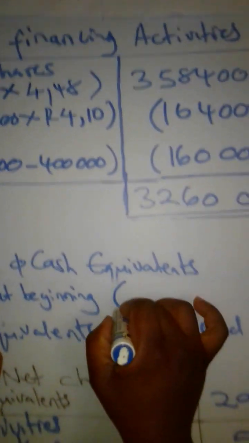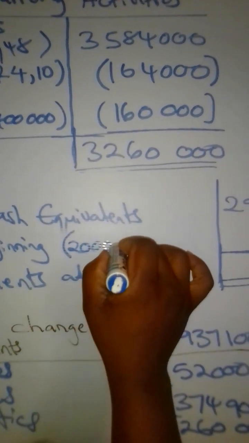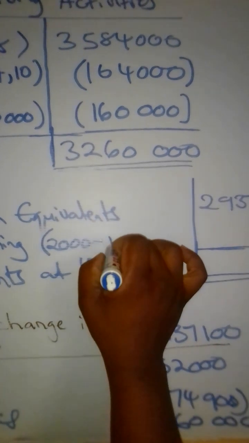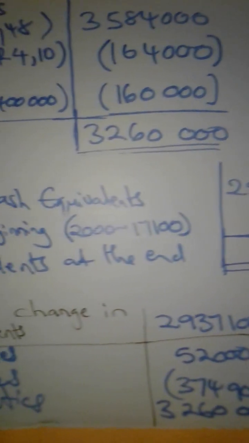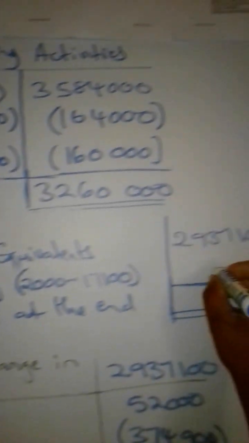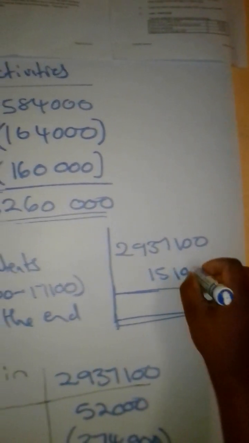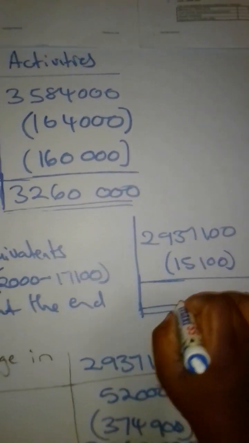How do we do that? We are going to open a bracket here. We say 2,000 minus 17,100, to get our cash and cash equivalents at the beginning, which will leave us with 15,100. It's still in overdraft.